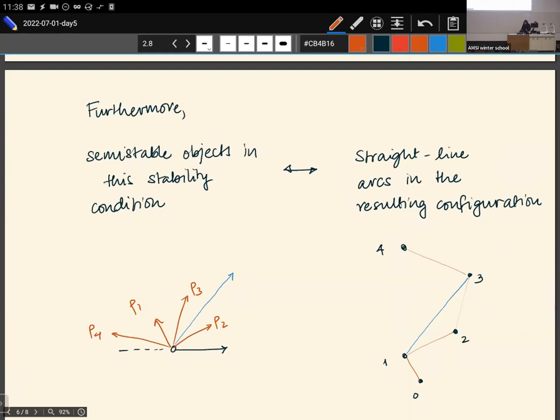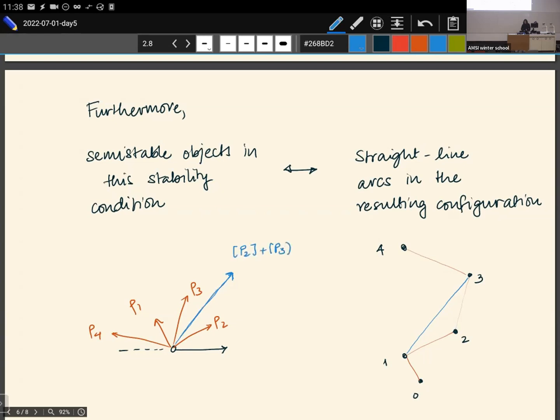Okay, so here's one example. I haven't told you anything about this category, so you'll just have to believe me. But if I have my generating objects P2 and P3, there's actually a semi-stable object here whose class is the sum of these two.